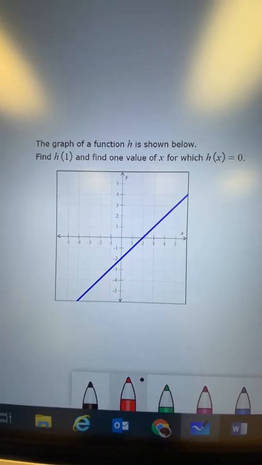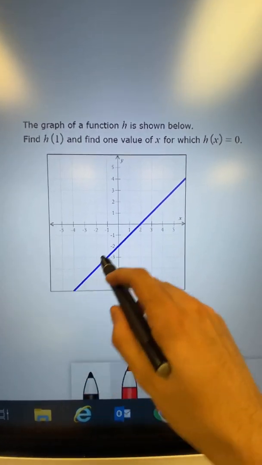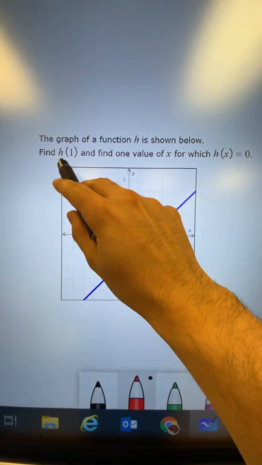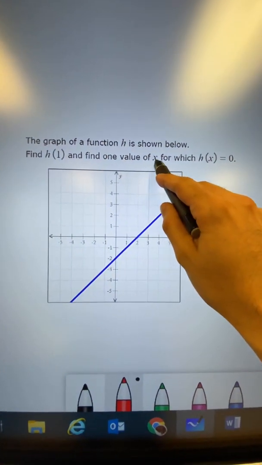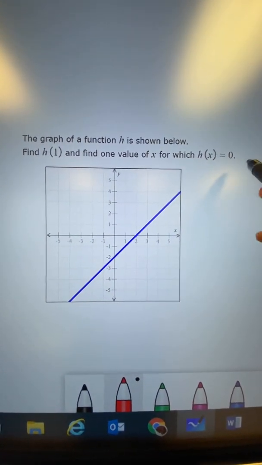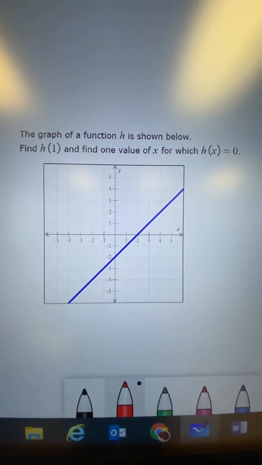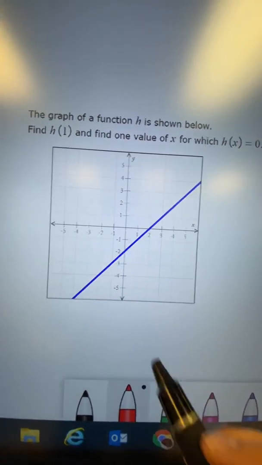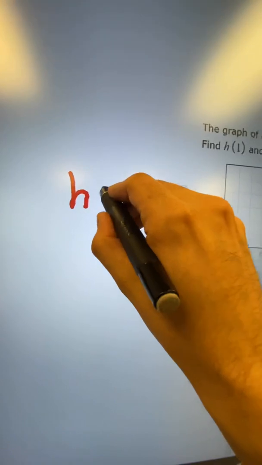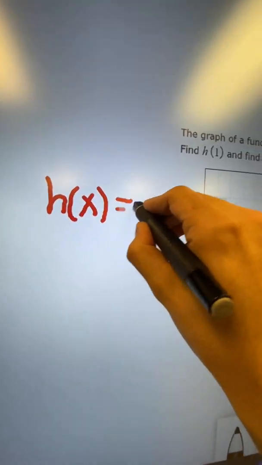In this example, we're showing a graph of a function h right here in the blue line, and they want us to find h of 1 and find one value of x for which h of x is equal to 0. So one thing I recommend to organize this is I would put this on the side: h of x equals y.